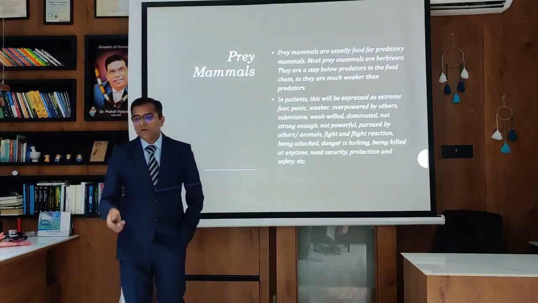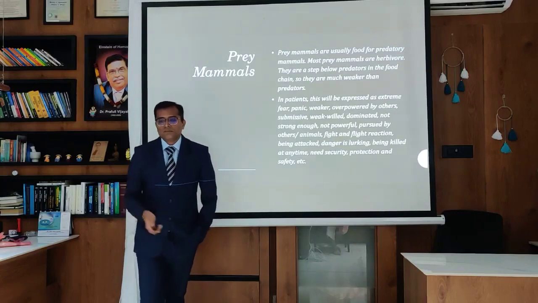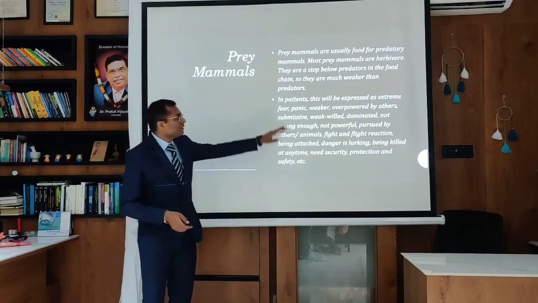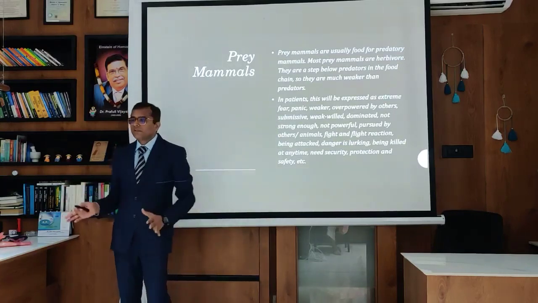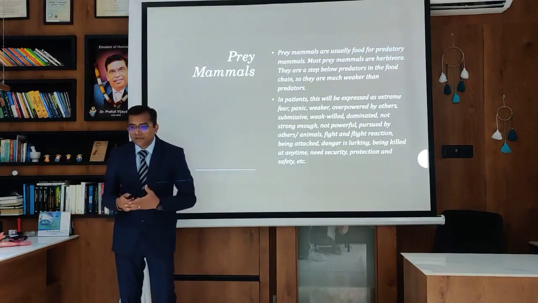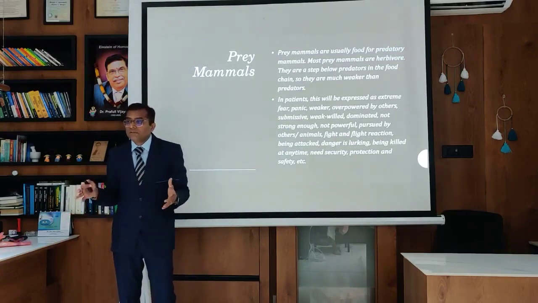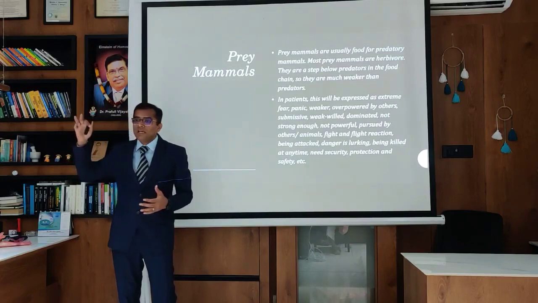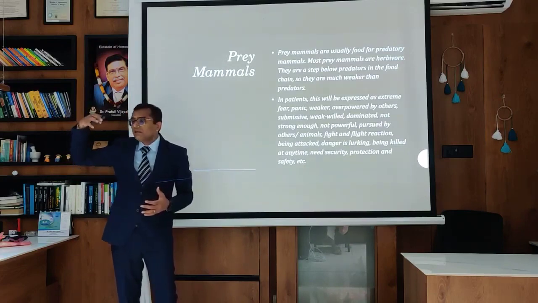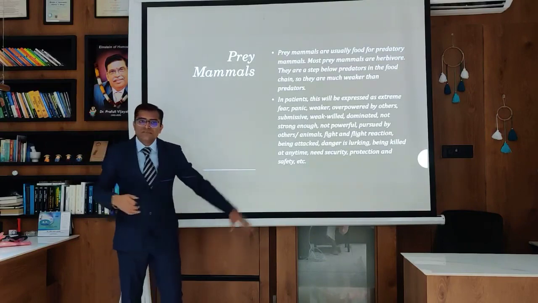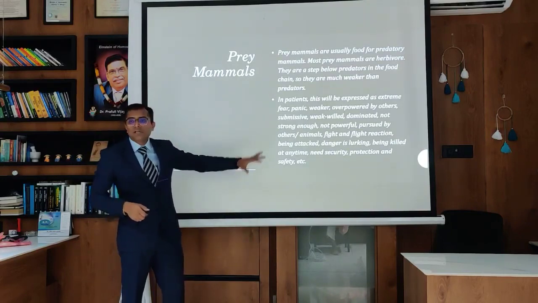So they are a step below the predators in the food chain. So they are much weaker than the predator. So when someone is weaker, what is the expression of that? I am weaker, so I have extreme fears. Fear from danger, attack, being tortured, being dominated, being killed or being overpowered by someone. So these are the fears. So they are very very fearful remedies.